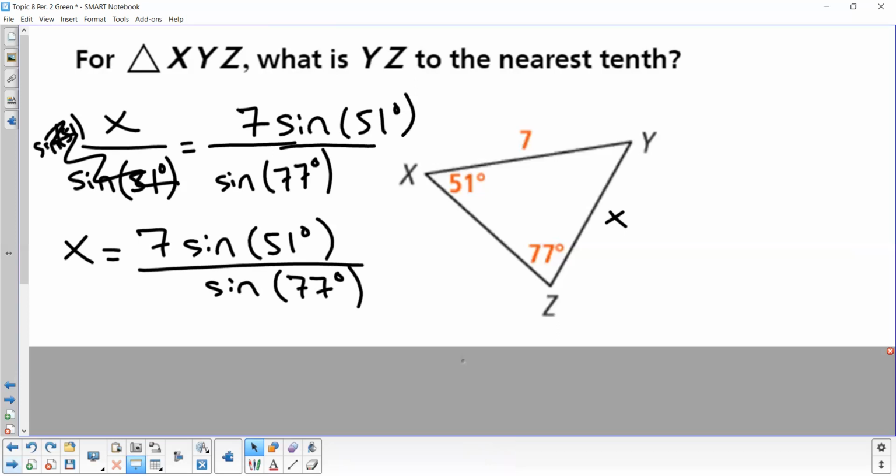And like a lot of things in math, we can have a good idea of what our answer should be before you type in anything. Is it going to be bigger than 7 or smaller than 7? Smaller, because it's across from a smaller angle, right? Yeah. So here, I'm going to type this in: 7 sine 51 over sine of 77. Yes. And I got 5.58, or 5.6 if you want to round it.